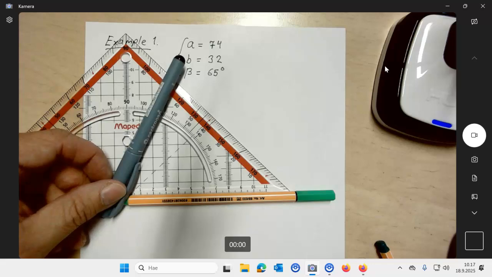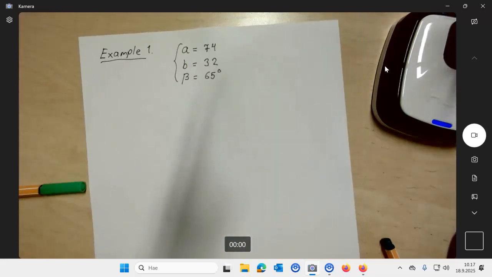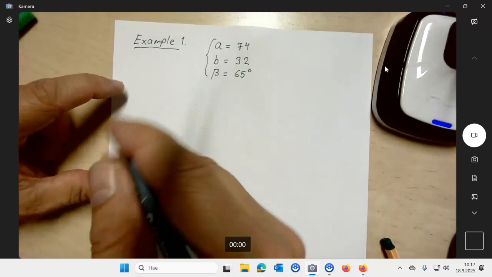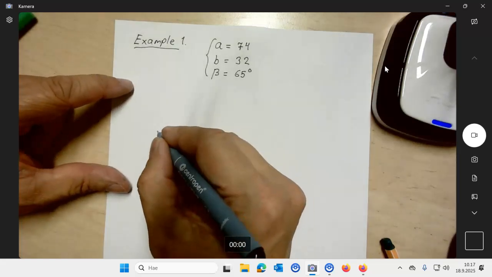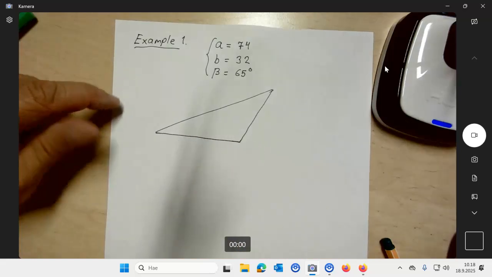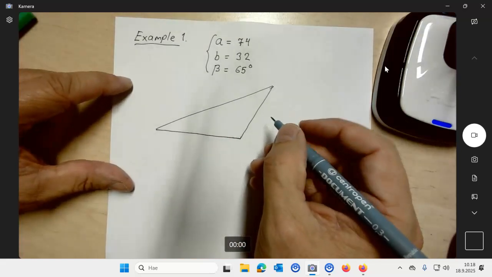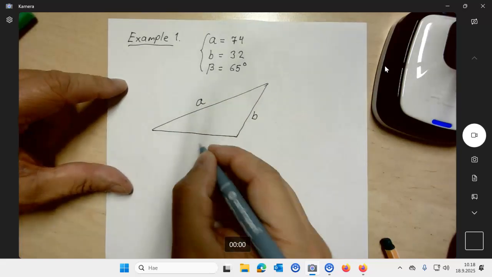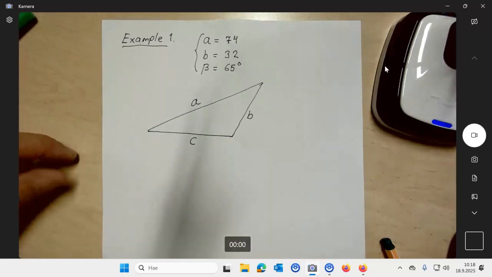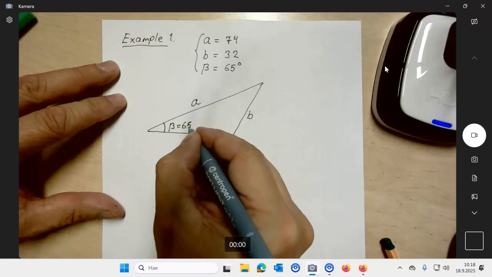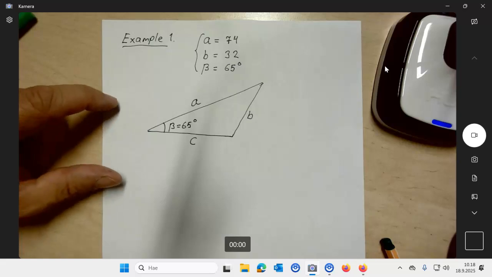This is a good point because maybe we have problems here. But let's not draw a picture at all. Let's draw some kind of picture. It doesn't have to be that kind of triangle, but for example, like this. And I will choose that A is this, and B is this, and C is this. So beta must be this angle here. Let's see what happens.